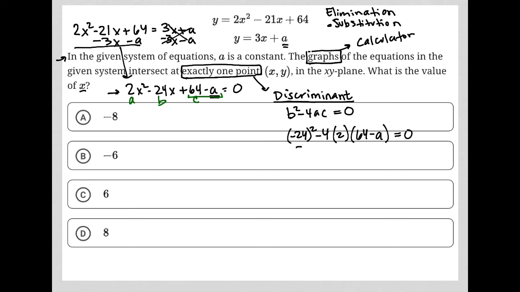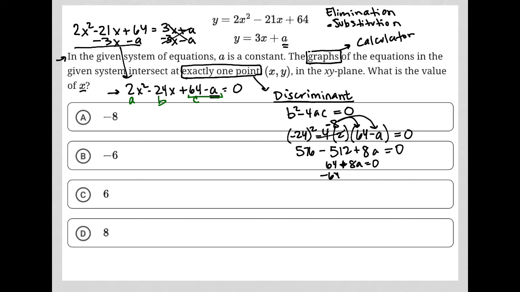Negative 24 squared is 576 in my calculator. Then I distribute that 8. 8 times 64 is 512, so minus 512. And then 8 times negative a is minus 8a. It's actually positive 8a because it's a negative 8 times negative a, equals 0. 576 minus 512 is 64. So 64 plus 8a equals 0.